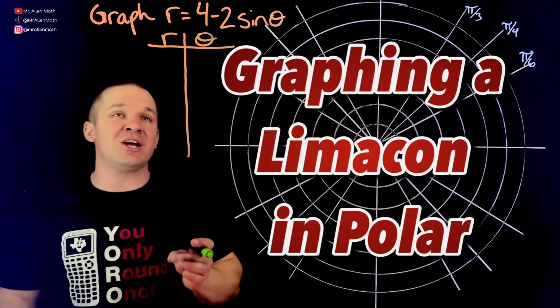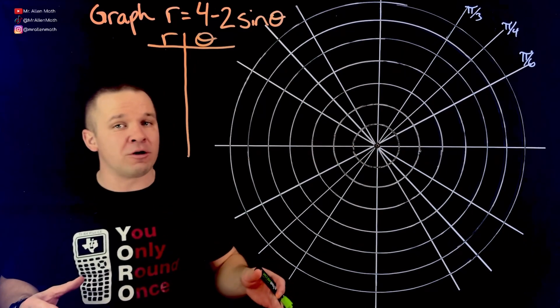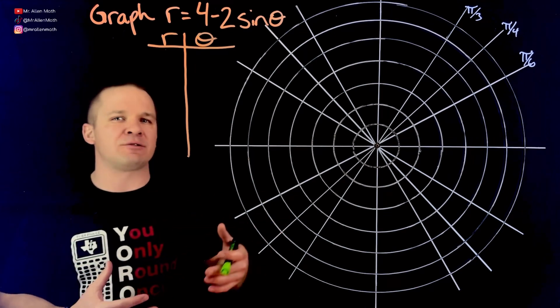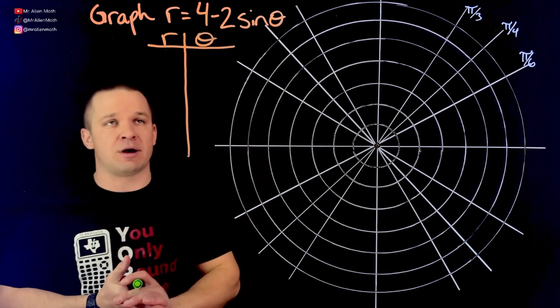For this one, we have r equals 4 minus 2 sine theta. Now, when graphing in polar, I like to identify what type of graph it is first. It's the first step for me because we have a lot of different graphs we can be working with: cardioids, Limacons, roses, spirals, all sorts of things, okay?